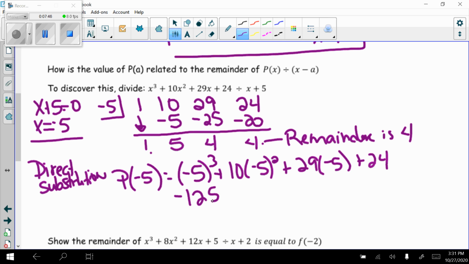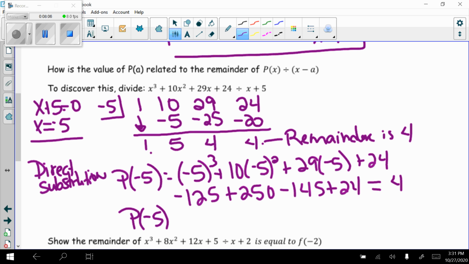Work this out. So negative 5 cubed is negative 125. Negative 5 squared is 25. 25 times 10, 250. 29 times negative 5, negative 145, and then plus 24. When I work all of this out, combine all of my like terms, I end up with 4. So I can say p of negative 5 is equal to 4.